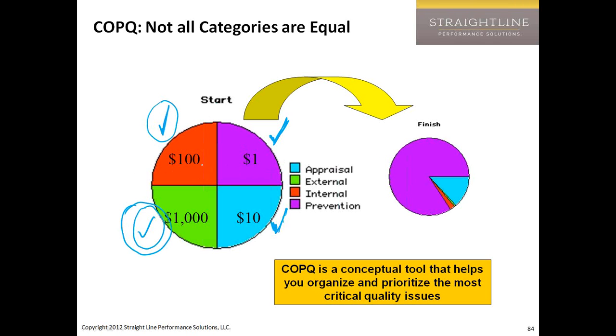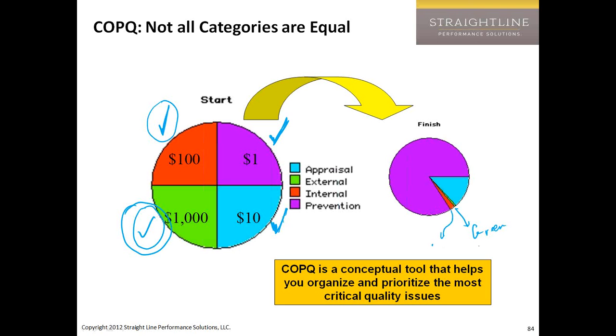So the idea is that we not only want to shrink the entire pie as I have on the right-hand side. Notice that the pie is smaller. But we've also shifted it. We've shifted it to nearly zero external failures. That's why the green slice right there is so small. But we're also making very few internal errors. So we're preventing errors and defects before they occur.